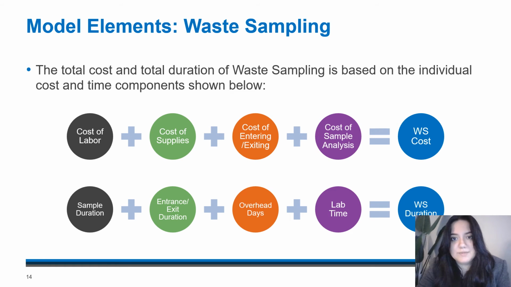And the total cost of waste sampling is based on the cost associated with waste sampling personnel, the cost of any supplies and rentals required for waste sampling, the cost associated with personnel entering and exiting the site area, and the cost of analyzing each waste sample. And the total duration is based on the time required to physically sample the waste, the time associated with entering and exiting the site area, any setup and teardown days that are required for waste sampling, and any time that waste samples spend at external labs for analysis and testing.